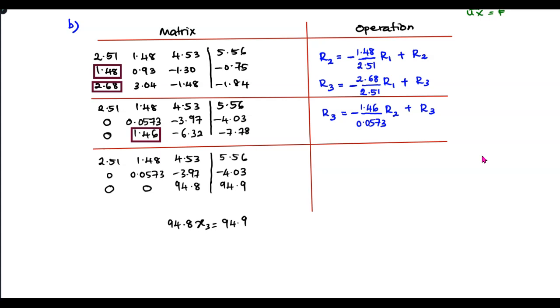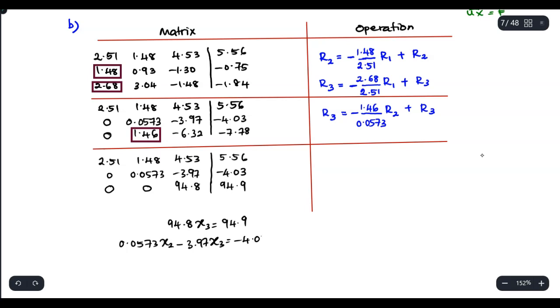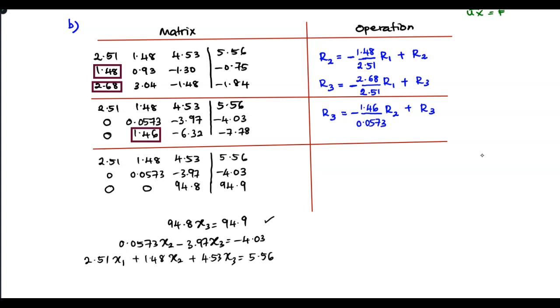Then when you get your x3, you move to the second row where you have 0.0573 x2 minus 3.97 x3 equals negative 4.03. Since from that equation you get your x3, you can substitute it in the second equation here, and then you can get your x2. After that you go to the first row where you have 2.51 x1 plus 1.48 x2 plus 4.53 x3 equals 5.56, and solve accordingly for the value of x1. That is the manual calculation.